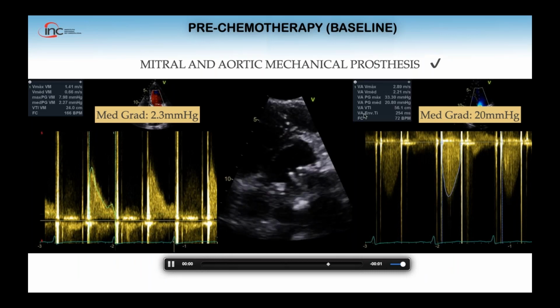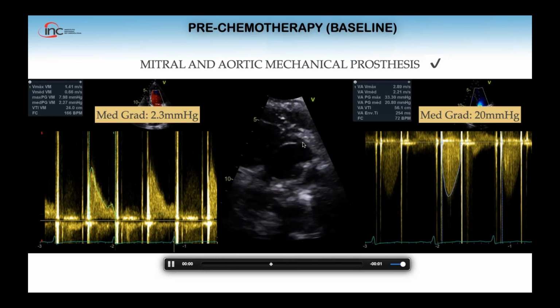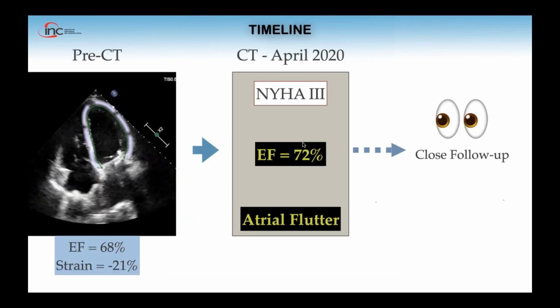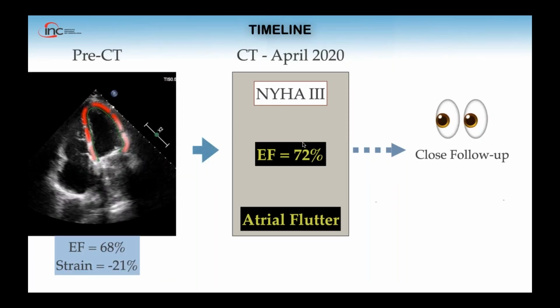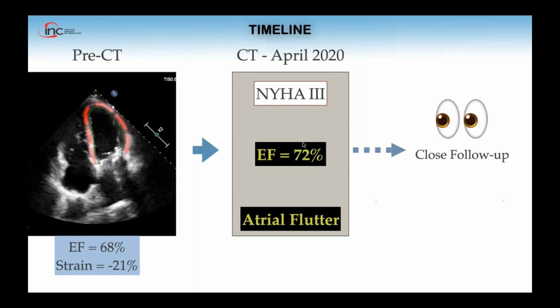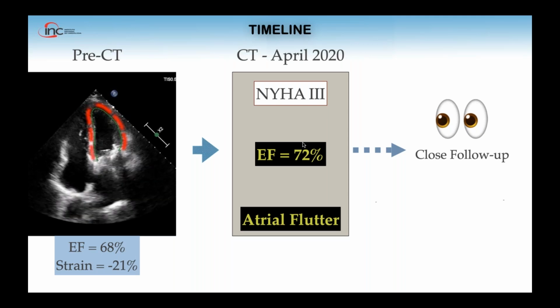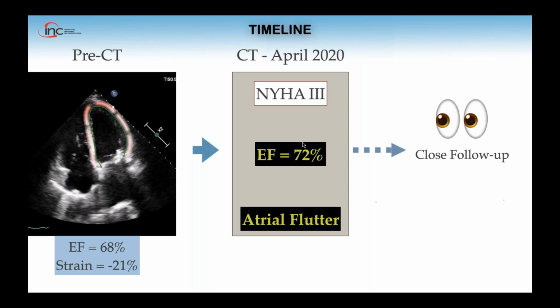At baseline, both mitral and aortic mechanical prostheses had no signs of dysfunction, with normal transprosthetic gradients. In the center, we can see clearly the normal mobility of the mitral discs. In April 2020, despite a worsening functional class, myocardial function was normal, as Milena said. On that occasion, atrial flutter was detected and treated, but this was a red flag for a close follow-up of this patient.